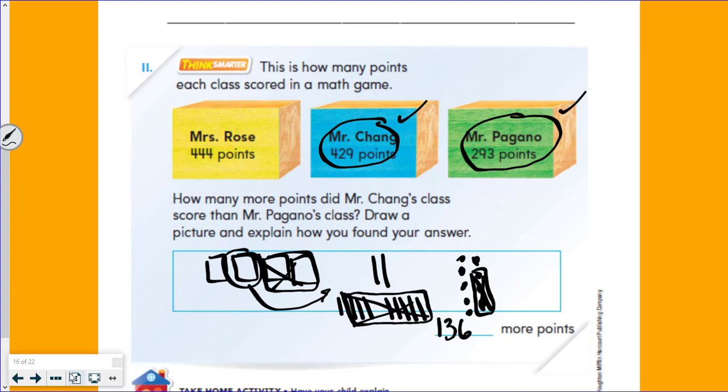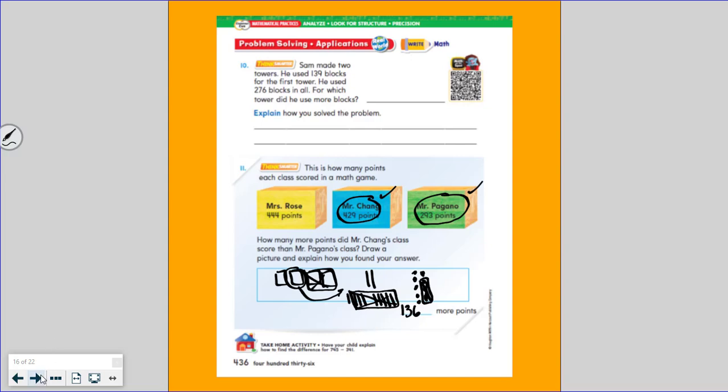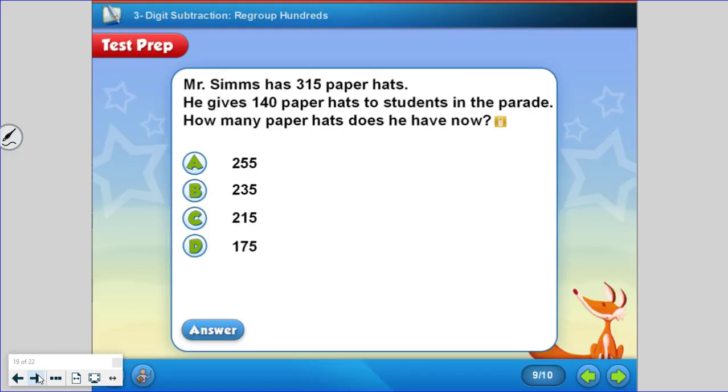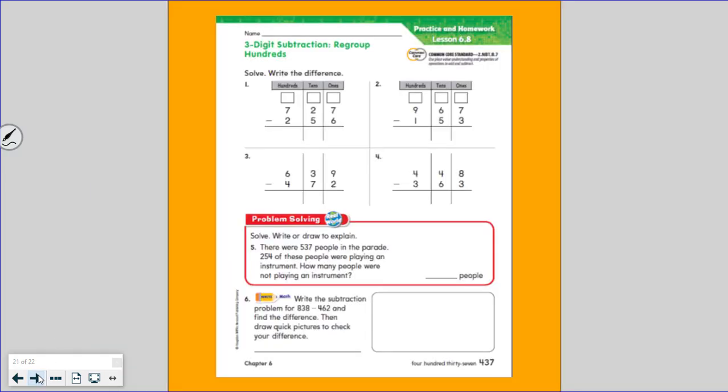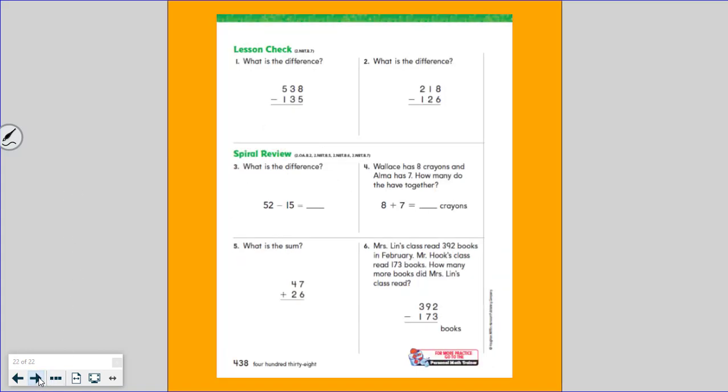All right, we are almost done. I'm going to go over the pages that you need to do on your own and turn in. So page 437, the entire thing, and 438, the backside. All right, good luck.